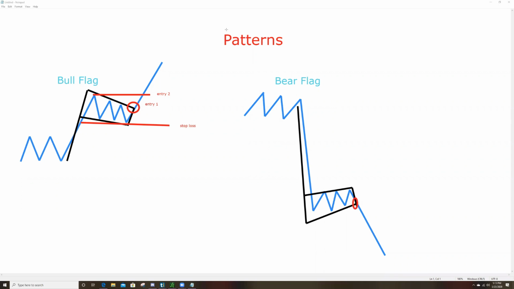Once the blue line, which represents the stock, crosses the initial flag, which is represented by the red circle, we see the first entry point into the short position. The second entry point is when the stock moves through the top of the flag pull. That is our second entry point, also described as entry number 2. Our stop loss for this, similar to our bull flag, is going to be the bottom of the flag, described by the red line.